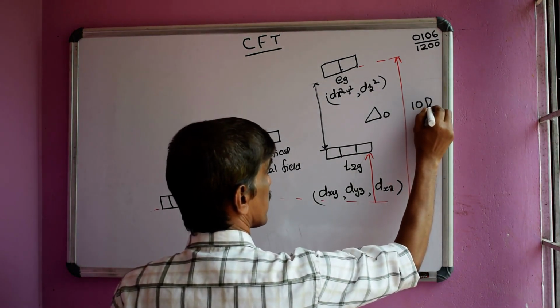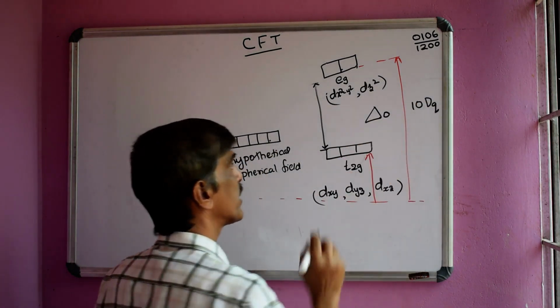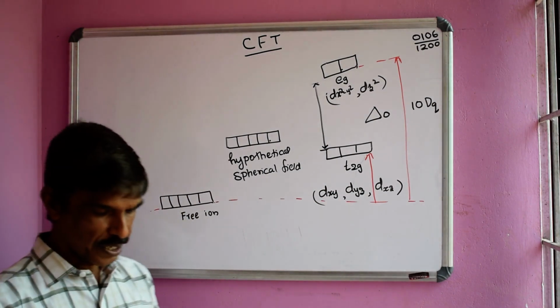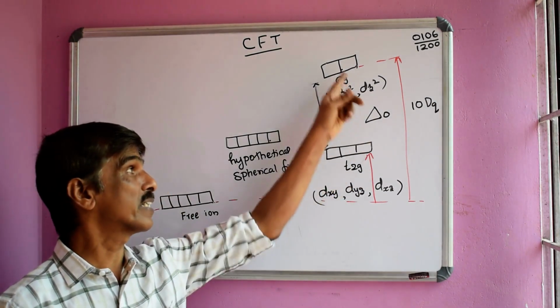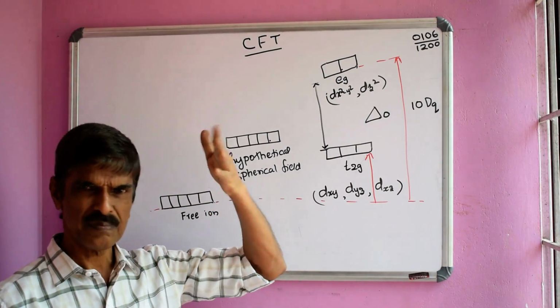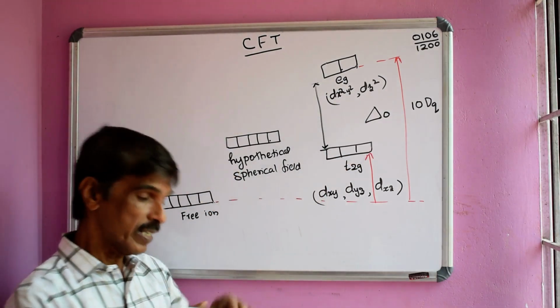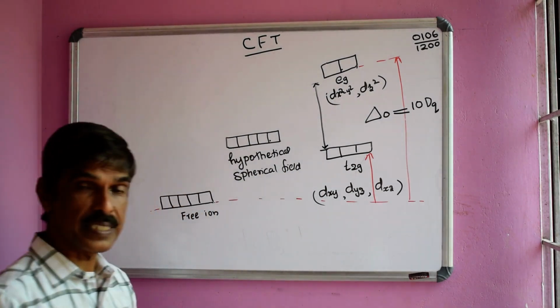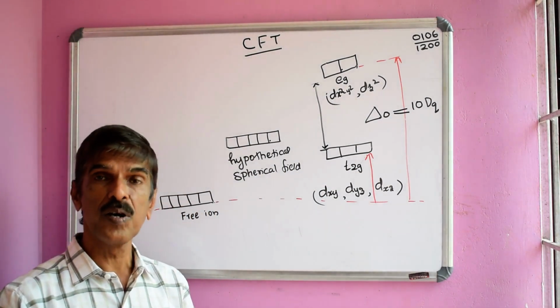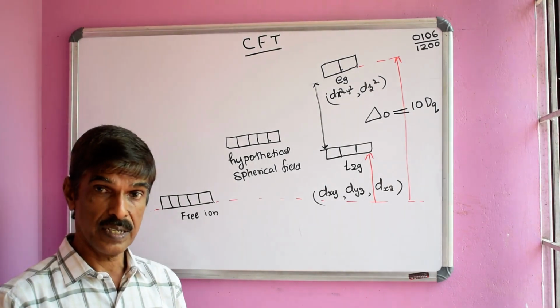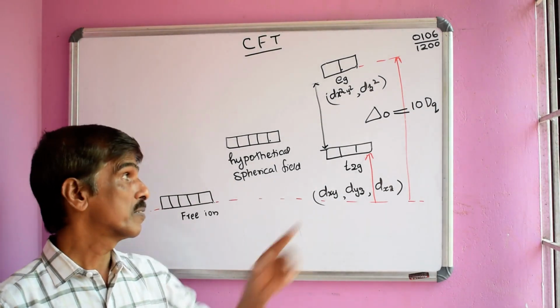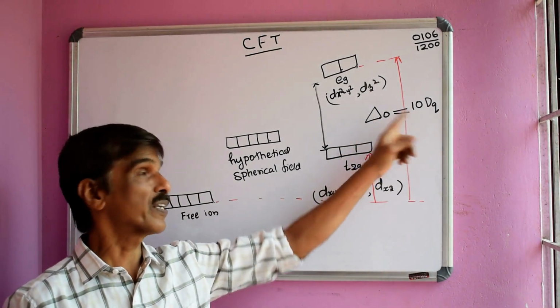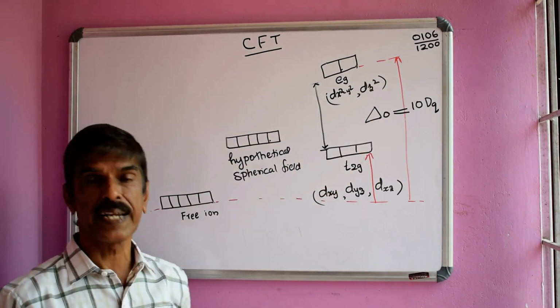Delta O value has another representation. It is also represented as 10 dq. Other dq values are arbitrarily taken as 10 dq. There is not much difference. In some places they say delta O, in some places they say 10 dq value. Both are the same, there is no difference. Exactly the same thing is represented by two different notations, delta O or 10 dq.